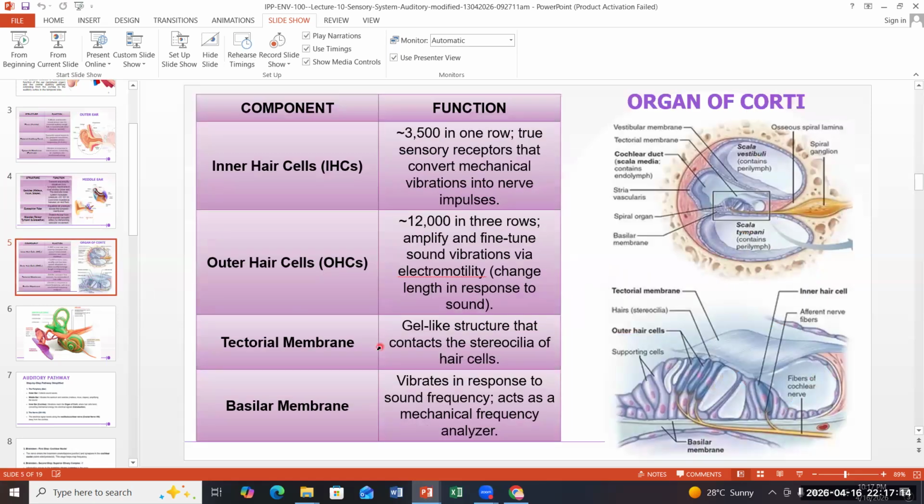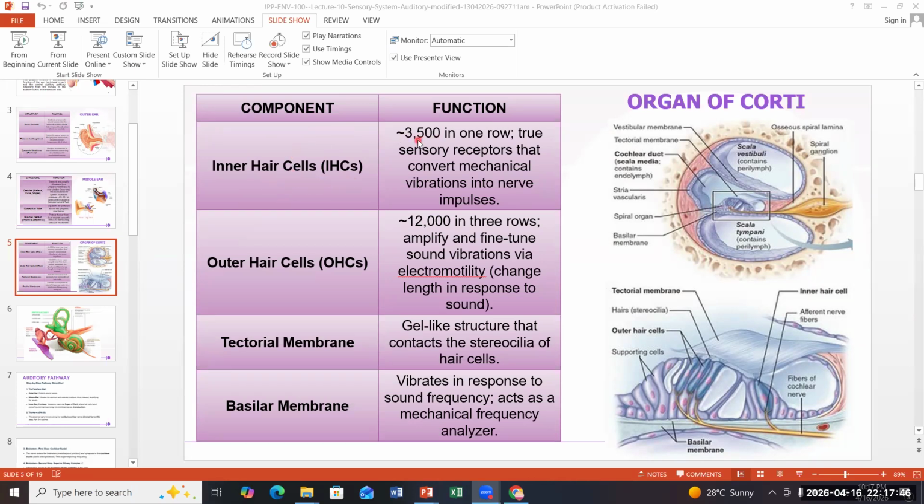Okay. Up till now, we have covered the pinna, external ear canal, ossicles, and Eustachian tube. None of these structures was responsible for converting the sound waves into electrical impulses. But here comes the most important part of the inner ear. Within the cochlear region, there are inner ear cells.